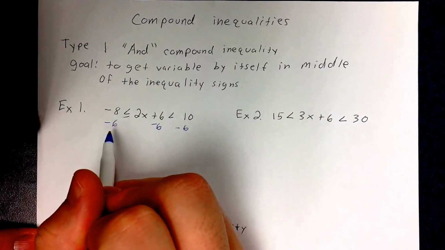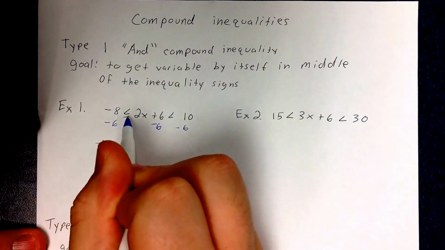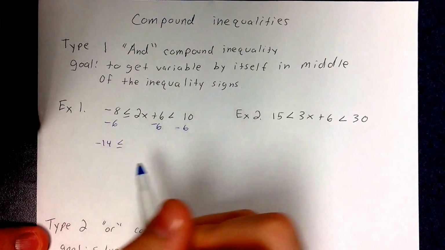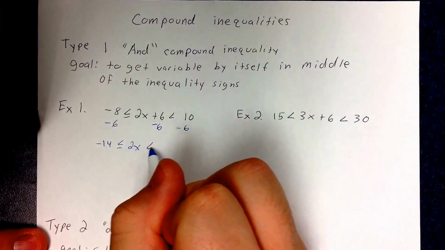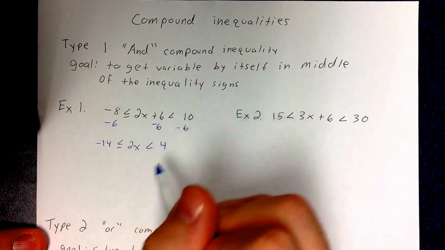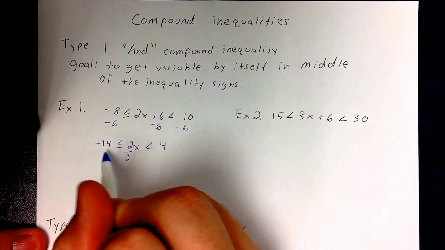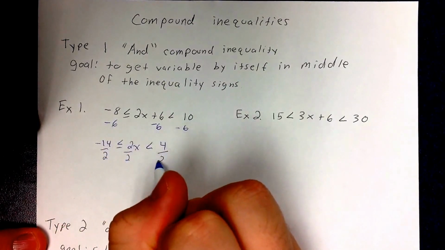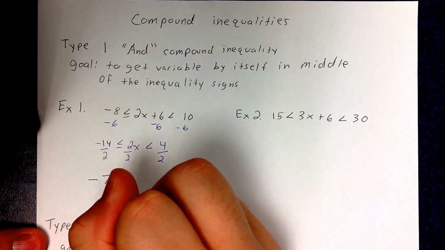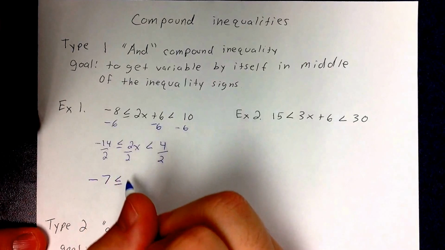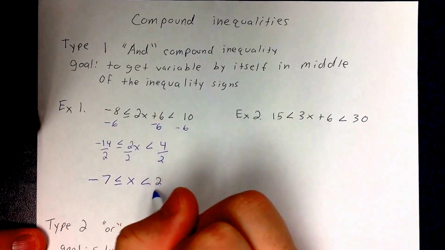Negative 8 minus 6. Signs are the same, and I'm combining, so I add and keep the sign. So negative 14. Bring down the less than or equal to. Bring down the 2x, bring down the less than, 10 minus 6 is 4. Now the variable is not by itself because it's being multiplied by 2. So the opposite of multiply by 2 is to divide by 2. Negative divided by a positive is a negative, so negative 7 less than or equal to 2x, or 2 divided by 2 is 1, so I got x less than 4 divided by 2 is 2.